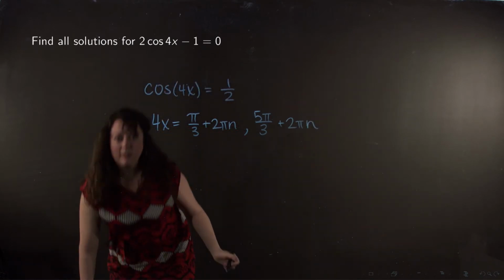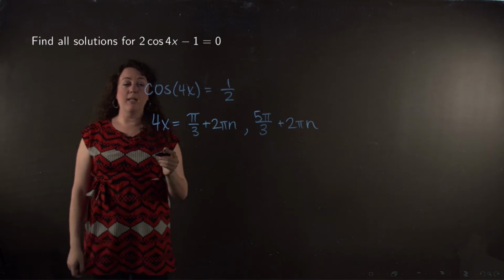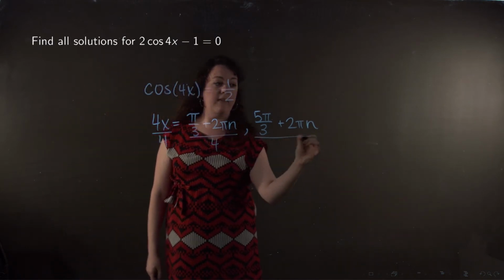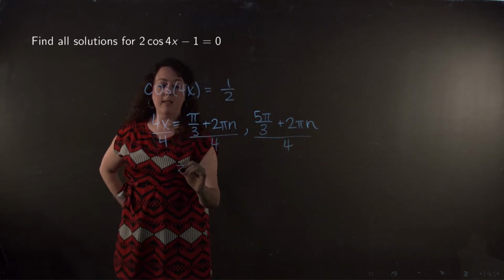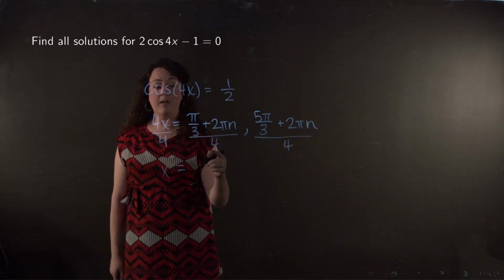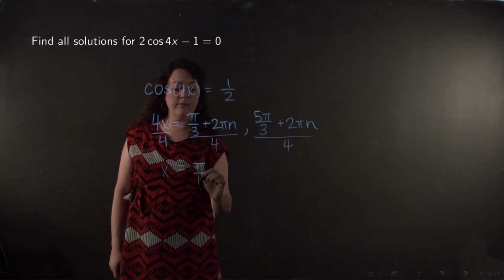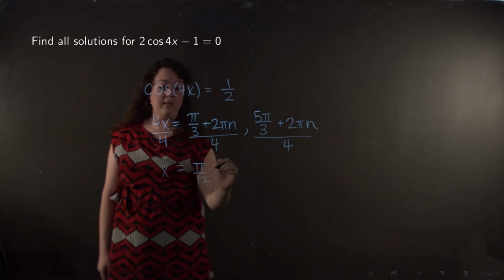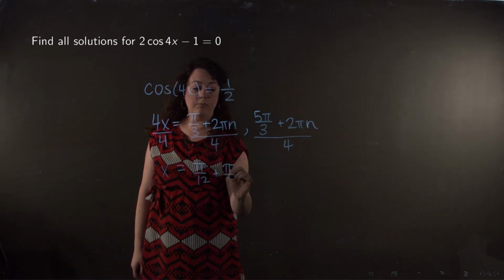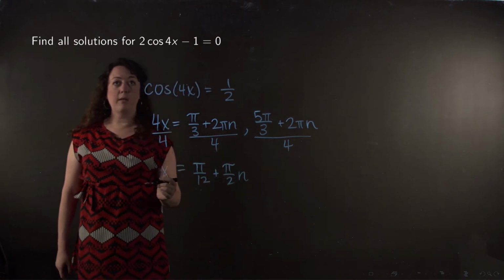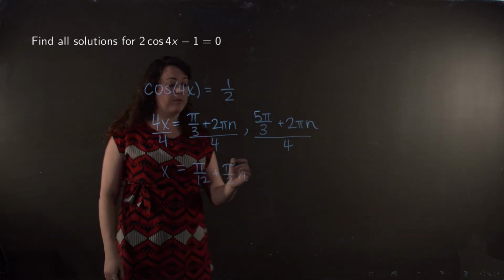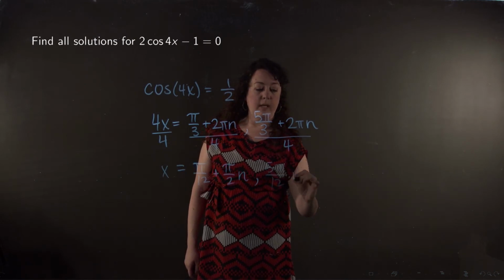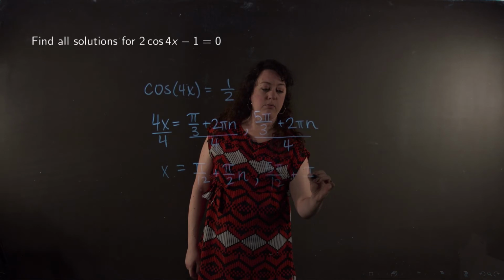Okay, so our last step is going to be, I have that 4 in front. I want to divide both sides by 4, and I'm going to divide everything in there by 4. So I'm going to take the x can equal pi over 3 divided by 4 is pi over 12, and I also need to take the 2 pi in and divide it by 4. 2 pi in divided by 4 is pi over 2. So I'm going to add pi over 2 in. Okay, 5 pi over 3 divided by 4, that's 5 pi over 12. And 2 pi in divided by 4 again is pi over 2 in.